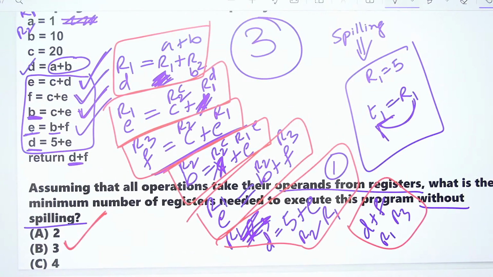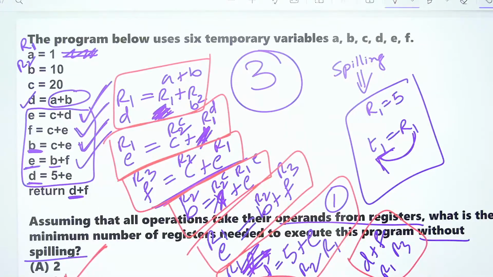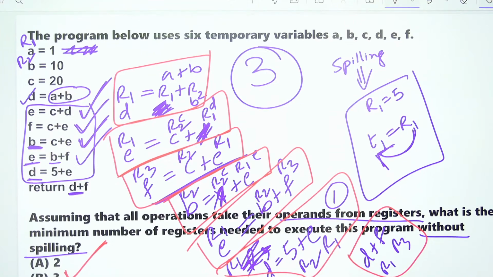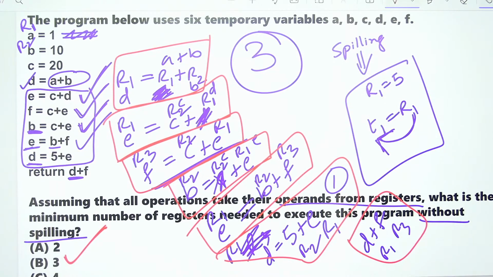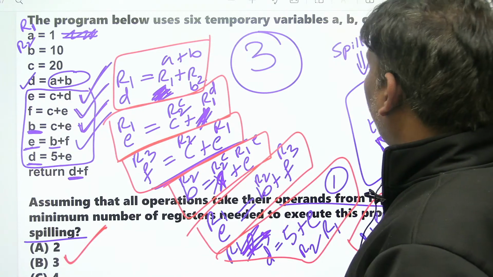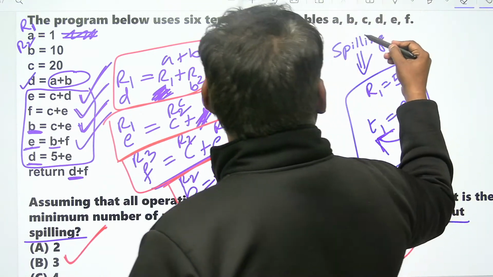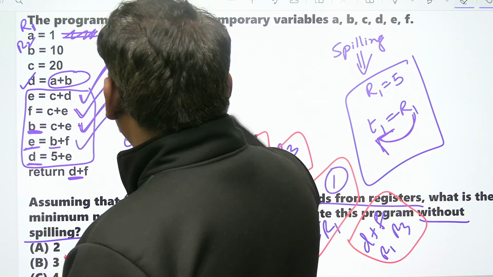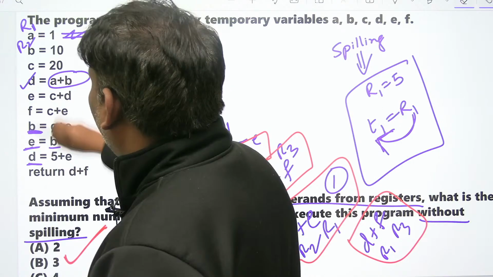Some people are saying the question is not visible. This is the question here. The program below uses 6 temporary variables a, b, c, d, e, f. So those people who are not comfortable, I can erase and write once more. See this, very simple.